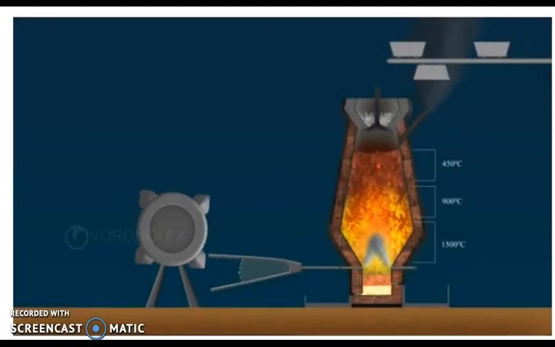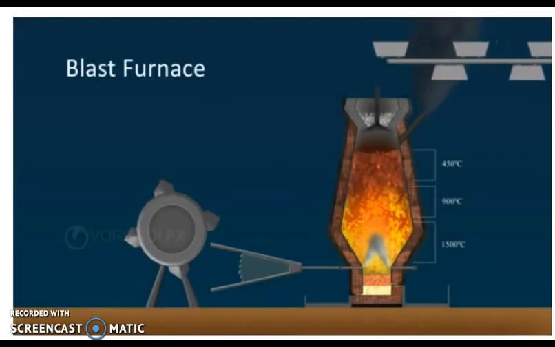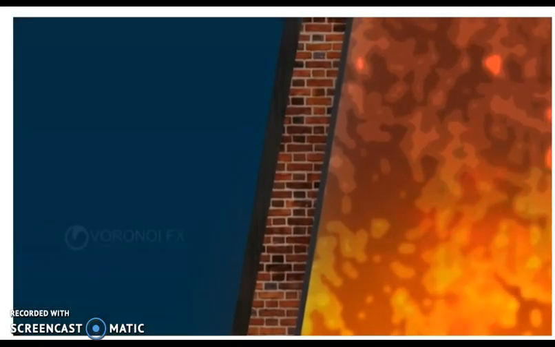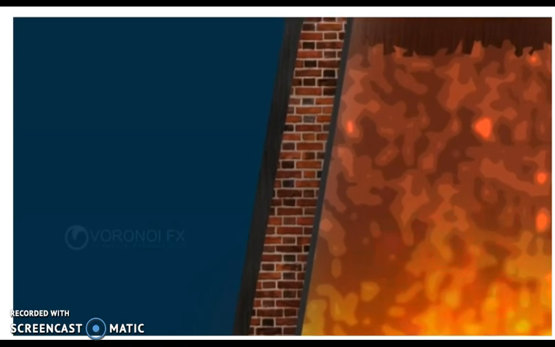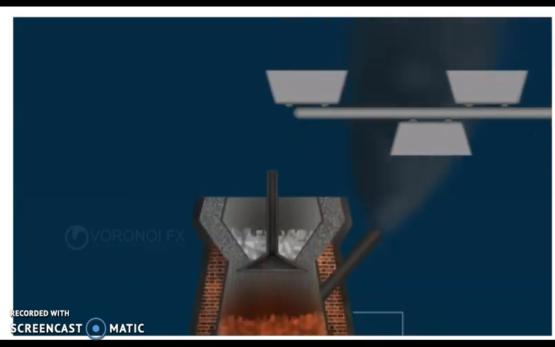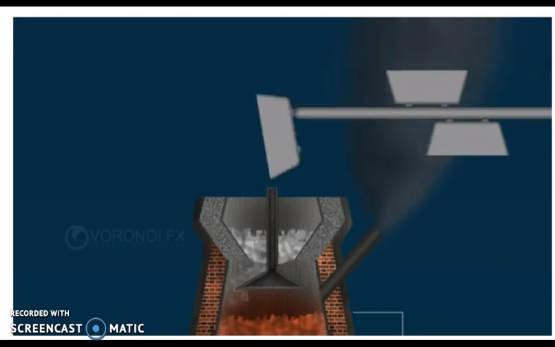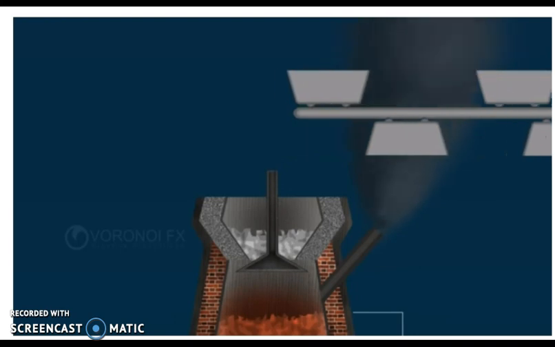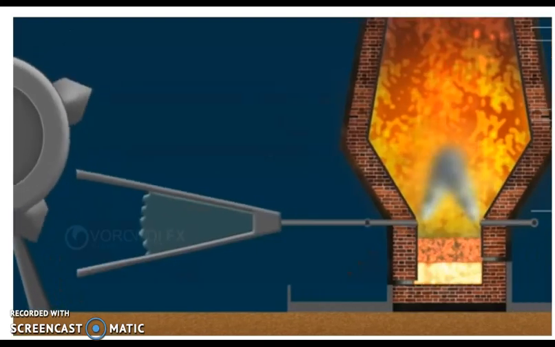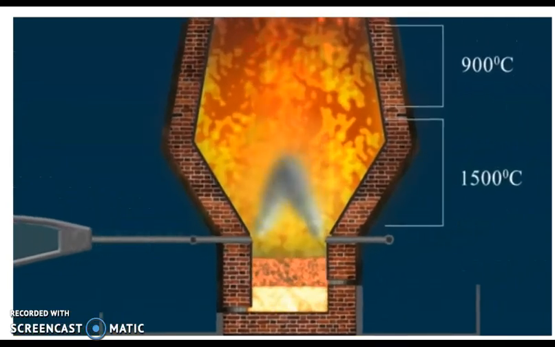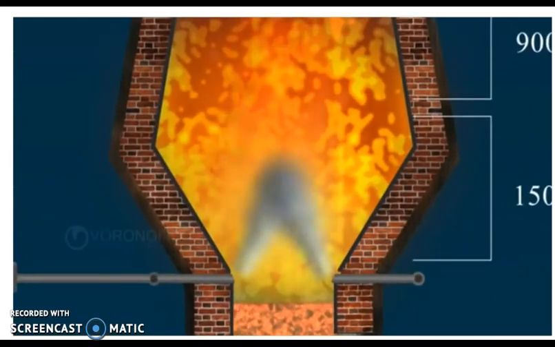The iron ore is converted to iron in a blast furnace. This is made of steel in which the inner side is covered using bricks. The mixture of concentrated ore, coke, and limestone are added from the top into the blast furnace. A powerful current of hot air is blown from the bottom simultaneously.